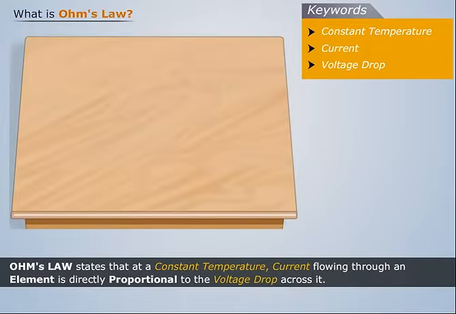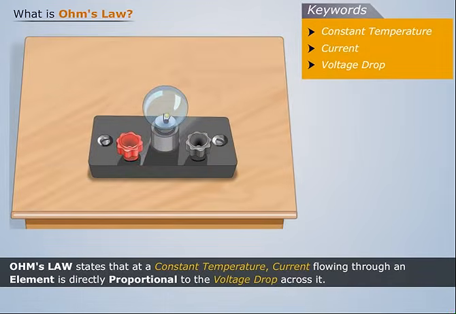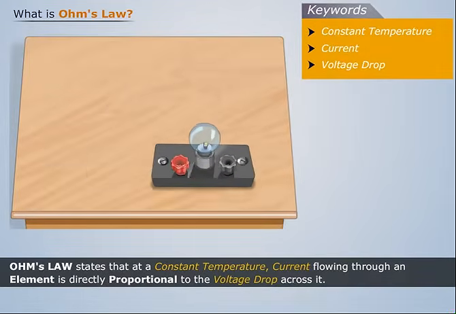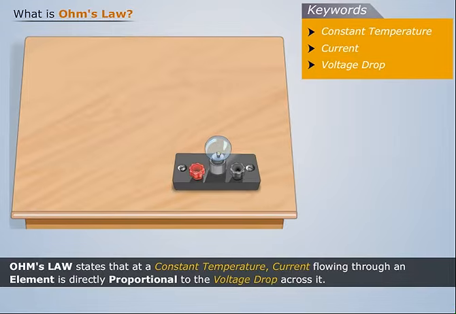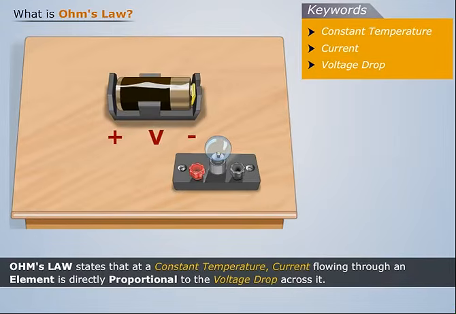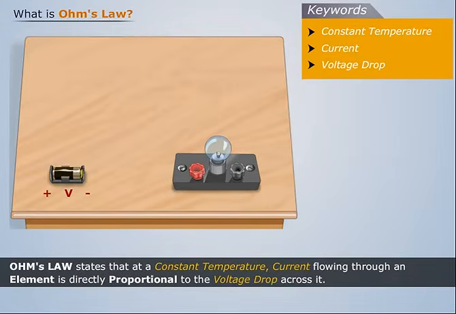To understand Ohm's law, let's consider an electric bulb and a battery of voltage V connected together by wires.